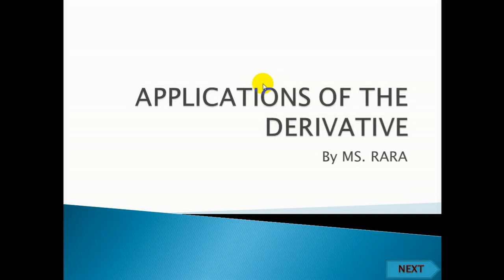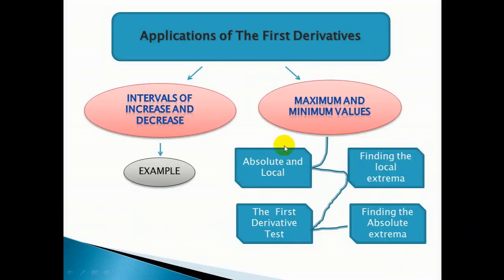So we talk about what the application of the derivative is. Application of the first derivative is divided into two. The first is about interval of increase and decrease, and then maximum and minimum value. Maximum and minimum value is divided into four: the first is absolute and local, the second is about finding the local extreme, then the first derivative test, and the last is finding the absolute extreme. But first we will talk about interval of increase and decrease.